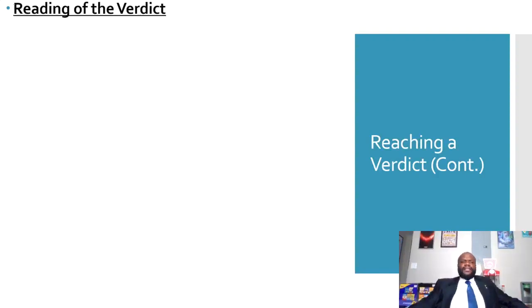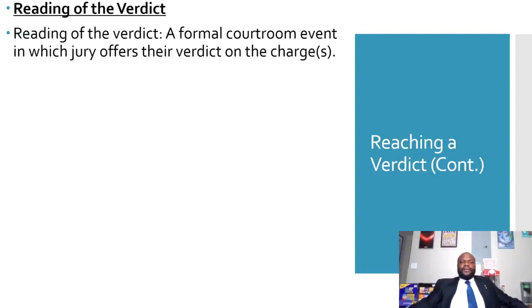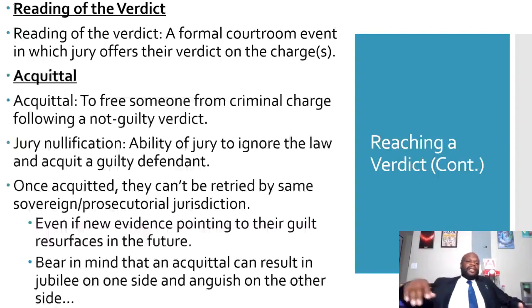So in terms of reading the verdict, the formal courtroom event is when the jury offers their verdict on the charges. First of all, a person can be acquitted. In other words, a person can be free from criminal charge, and this is when they're free due to a not guilty verdict. Once they're acquitted, they can't be retried by the same prosecutorial jurisdiction. So even if you have new evidence that may point to their guilt, they cannot be tried again by the same prosecutorial jurisdiction.